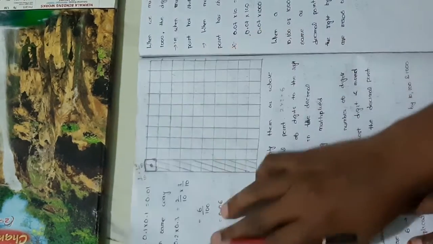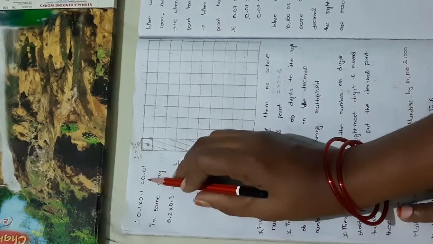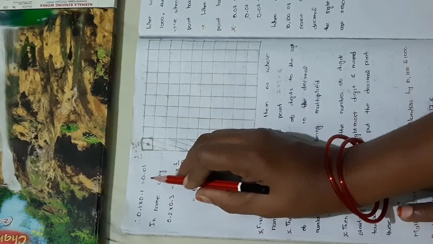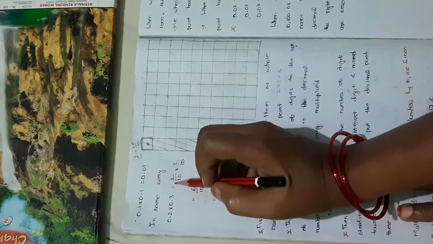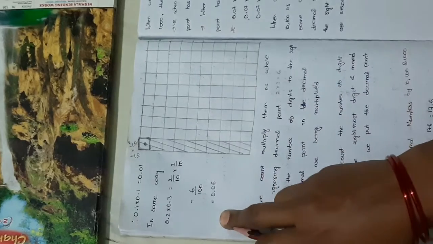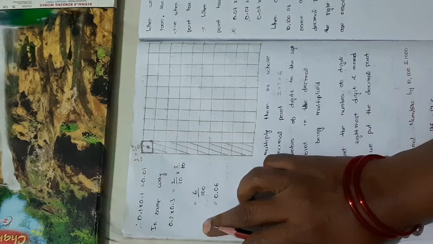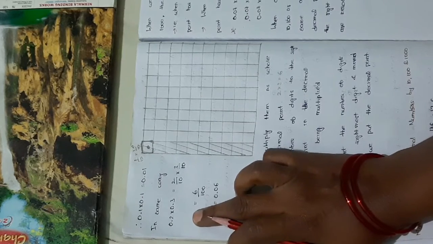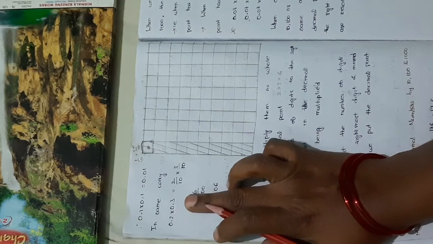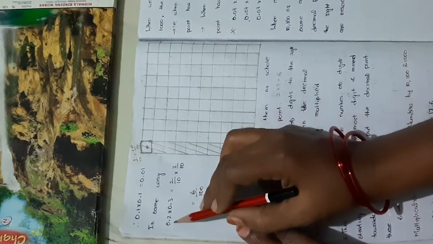This is about the pictorial representation of 0.1 into 0.1, which is equal to 0.01. In the same way, we can represent all the remaining values also. Here, next I am going to take the product of two values, that is 0.2 into 0.3, which can be written like this.